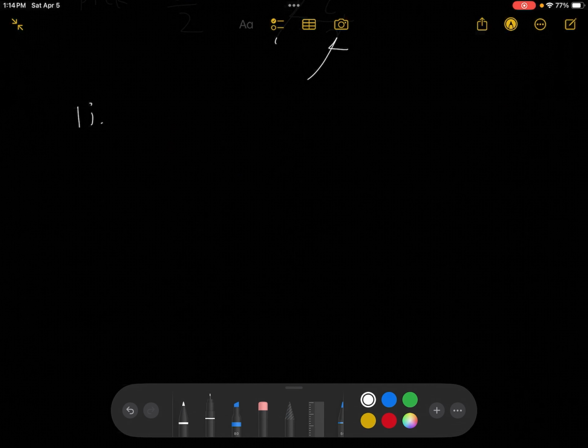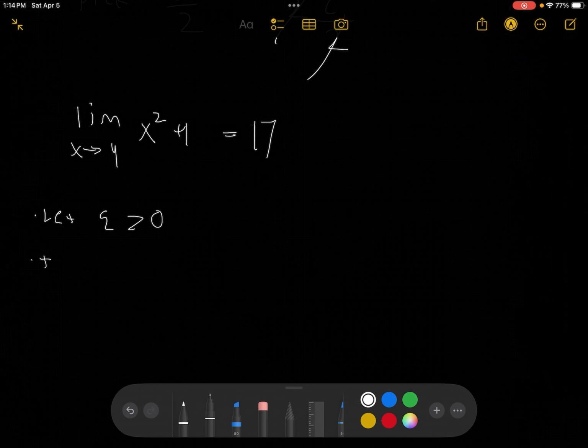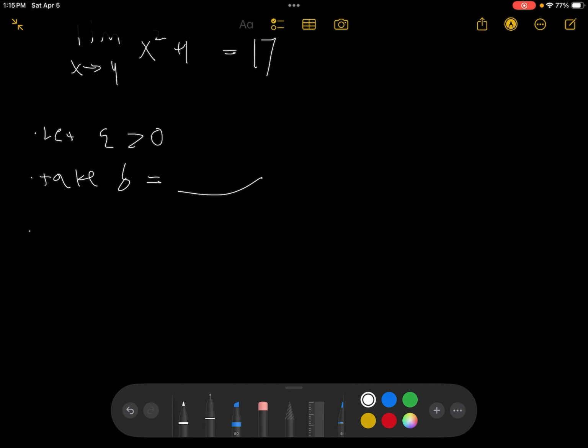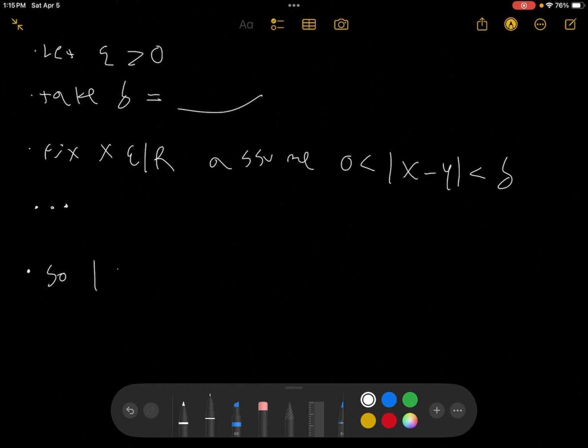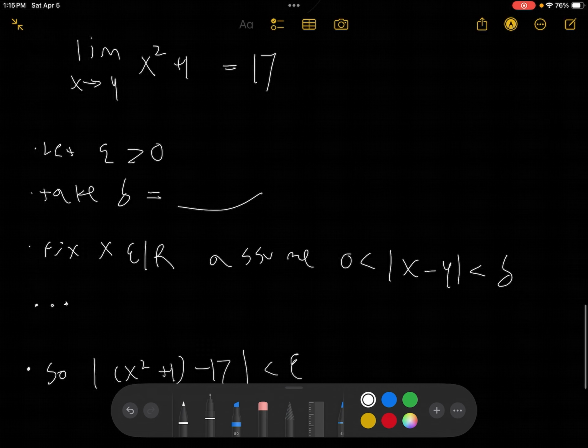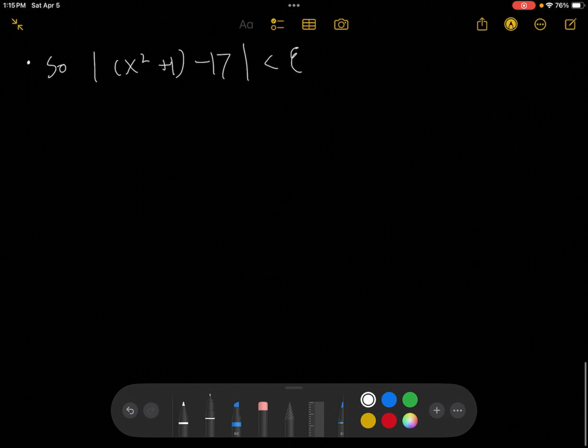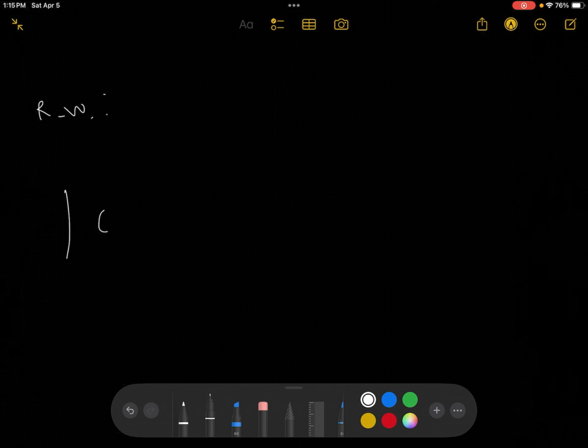So let's see a harder example. Let's try and prove that the limit as x approaches 4 of x squared plus 1 equals 17. So the structure of the proof is going to be the same. Let's do some rough work to figure out what value we should take as delta. Let's start with the inequality we'll want to prove.